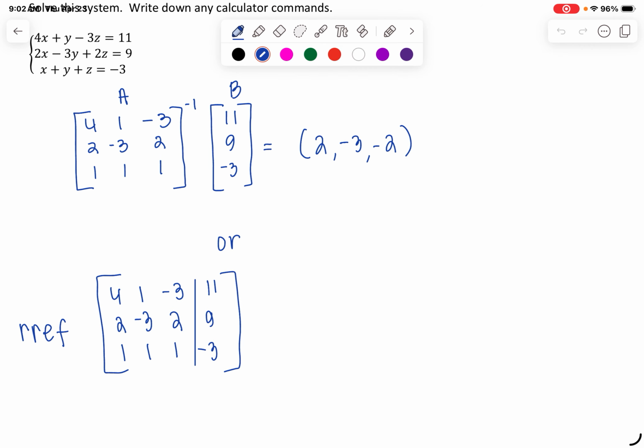Calculator commands look like this if you're using inverses. Calculator commands look like this if you're using reduced row echelon form, but either way, you should get this as an answer. All right, that's it for today.